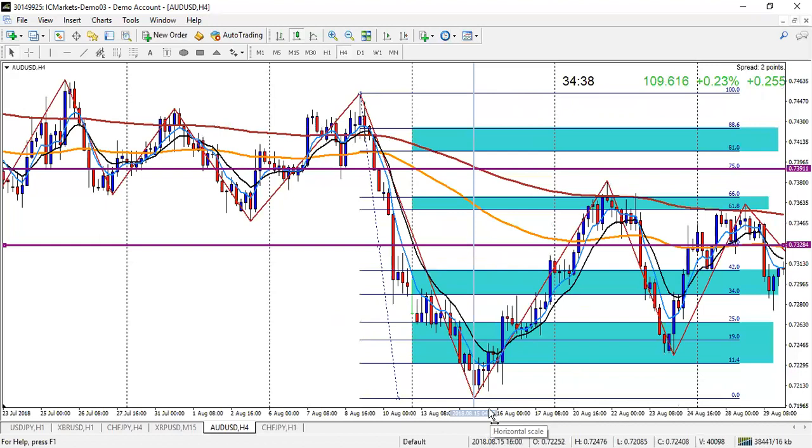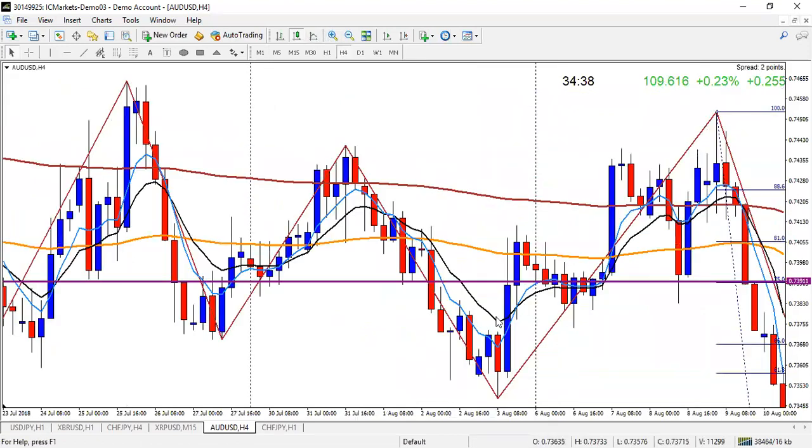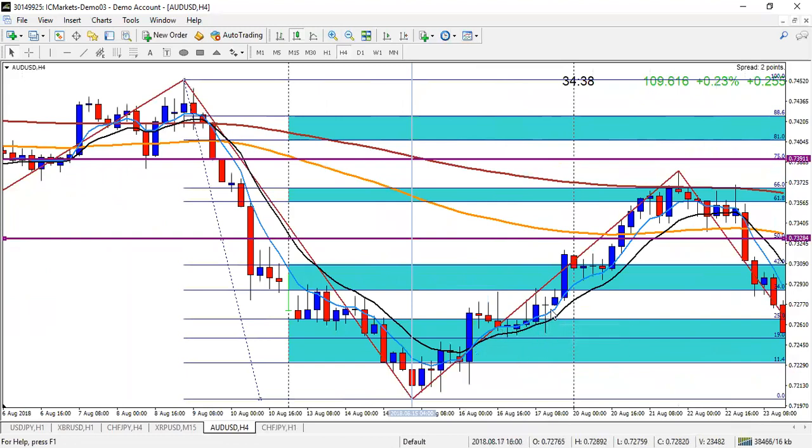So we've identified our resistance and support areas by drawing up these zones here. What I'm looking for is my EMA 5, which is this light blue line here. Let me zoom in so you can see better. I'm looking for it to be above the EMA 10, which is our black line, and also to cross above the 25%. See this zone here? I'm looking for it to break out of that zone.